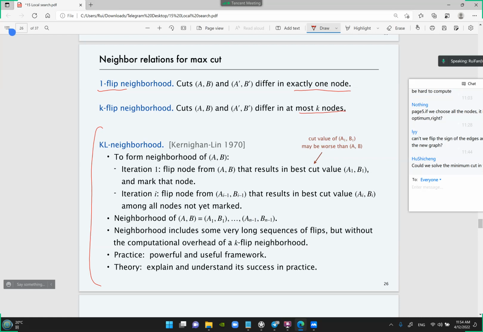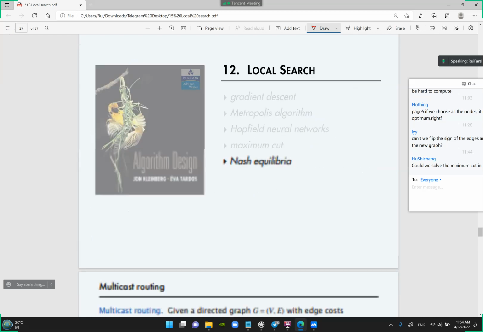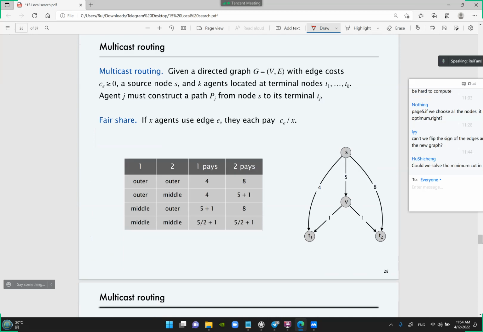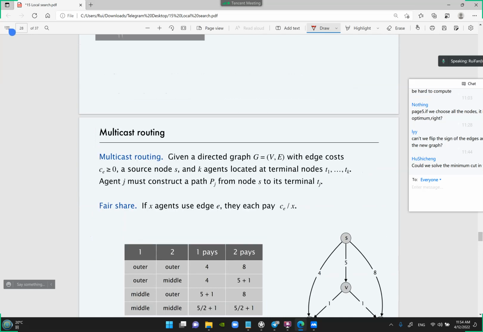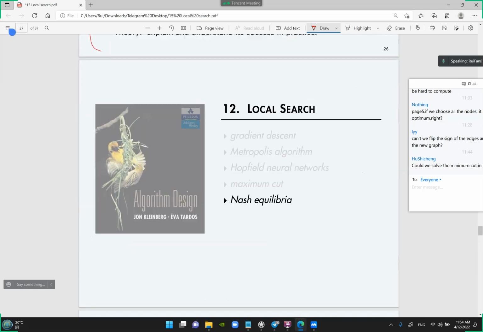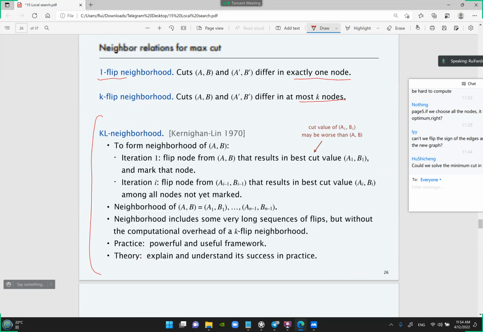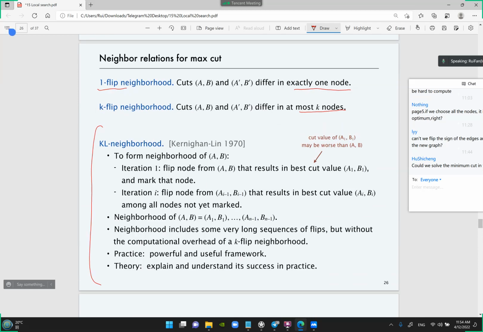So I guess this is all I have time for. I'm also going to skip this thing about Nash equilibria. This is a pretty interesting topic, but it takes more time than I have. So if you have any questions about this, you can contact me and we can talk about how this works.